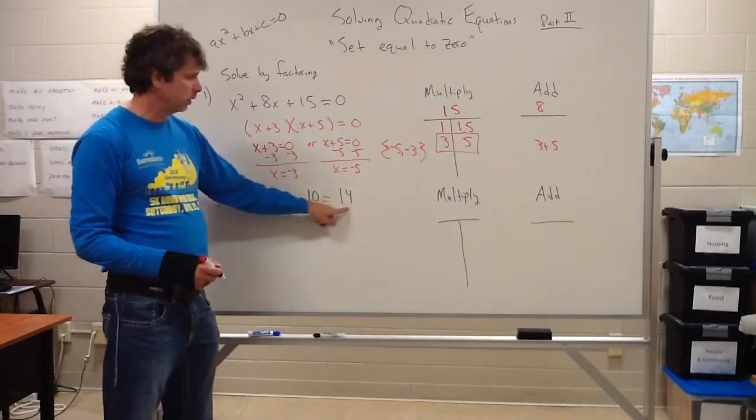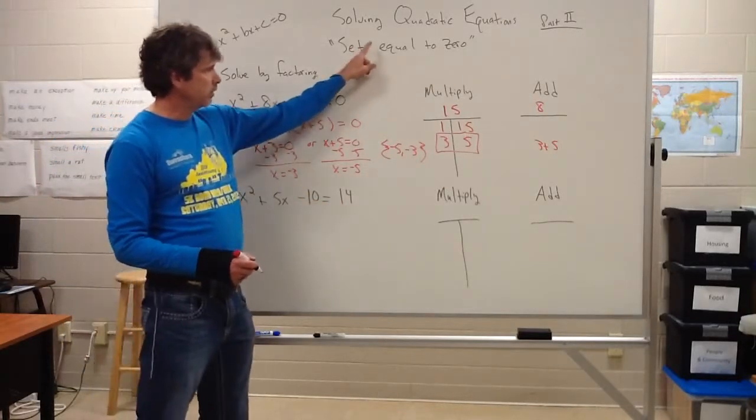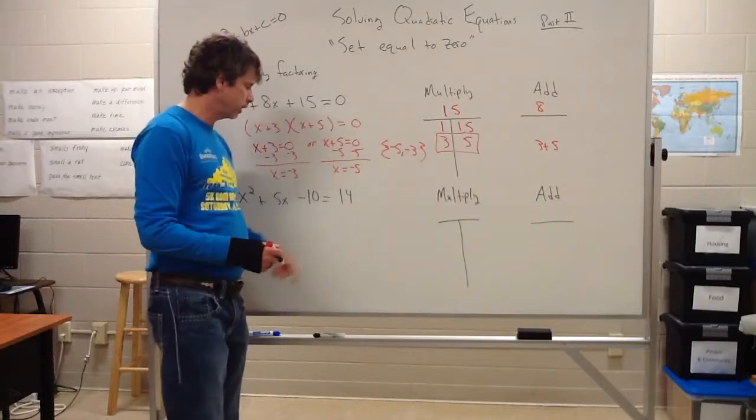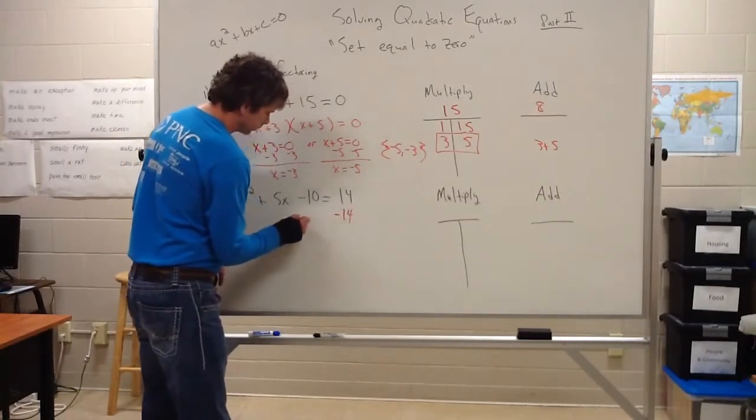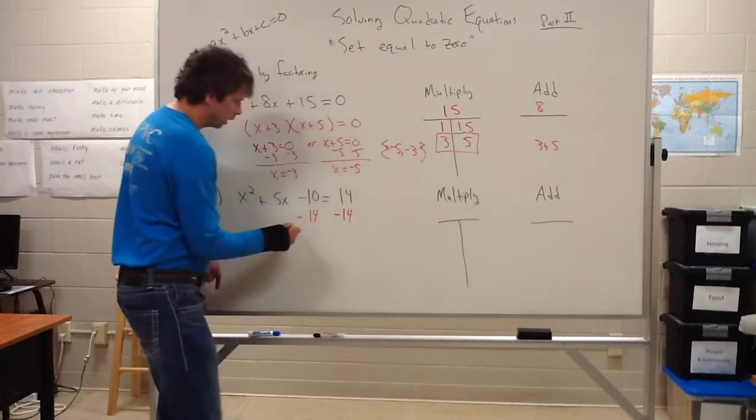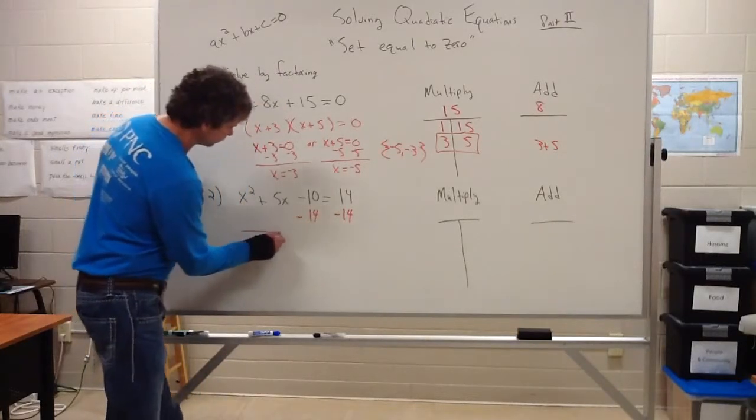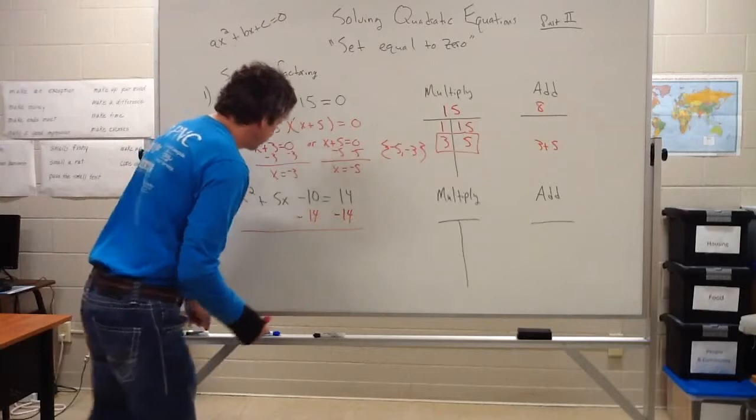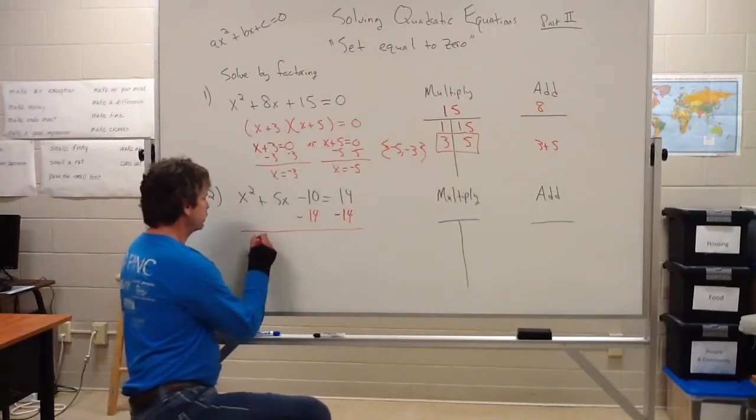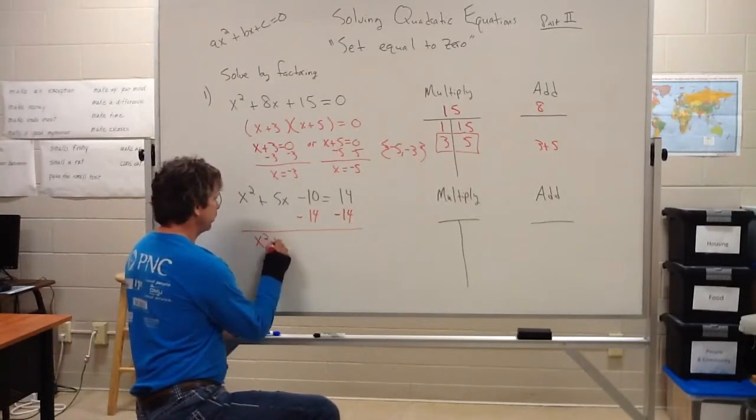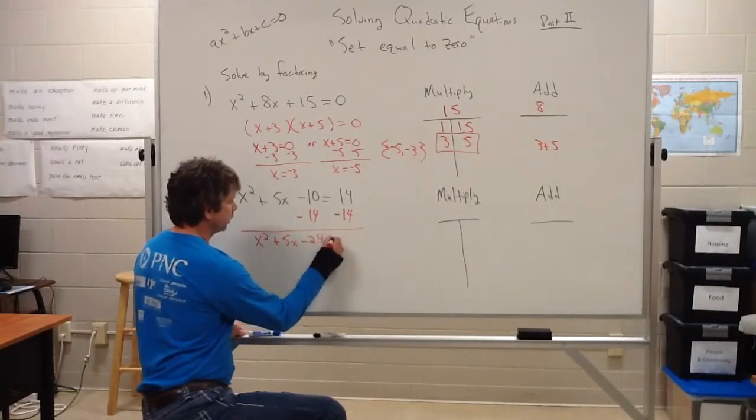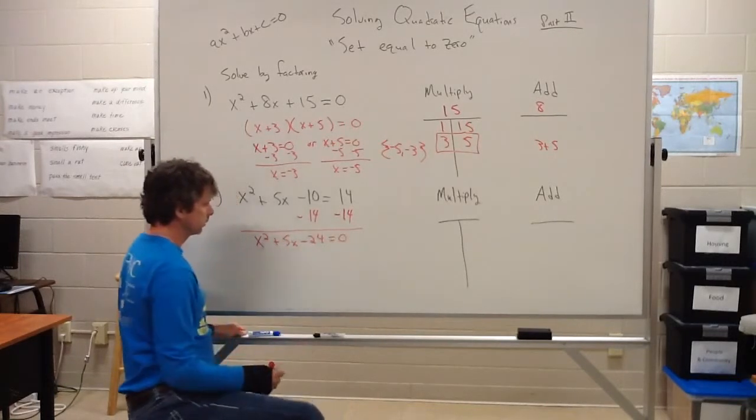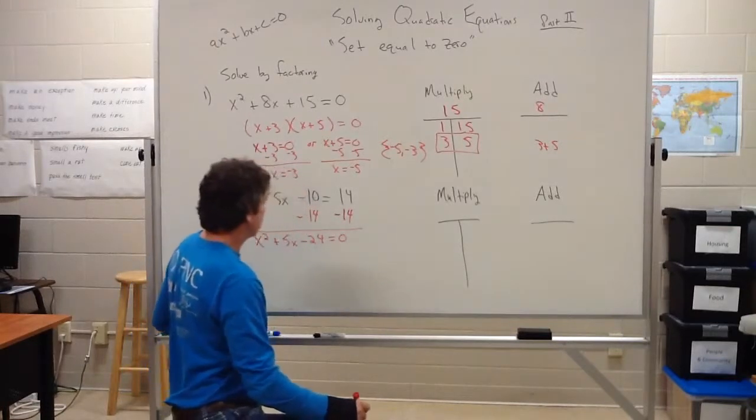Let's look at an equation that's a little bit different. Notice how it's not equal to 0. Our first objective is to set it equal to 0. So the 14 has got to get zeroed out. I need to put a negative 14 here to get rid of it, but I have to balance the equation, so I subtract 14 on both sides. This new equation is x squared plus 5x minus 24, and that is now going to equal 0.